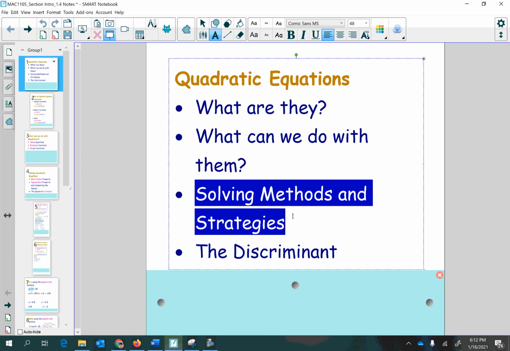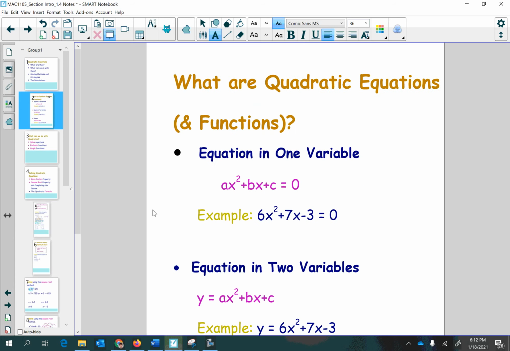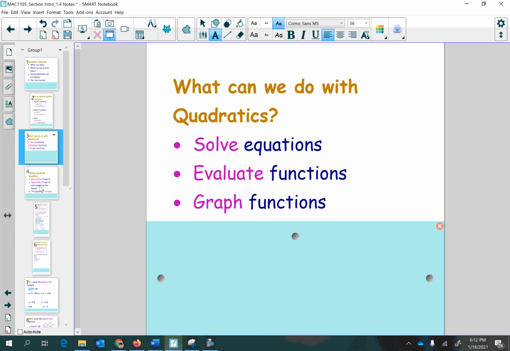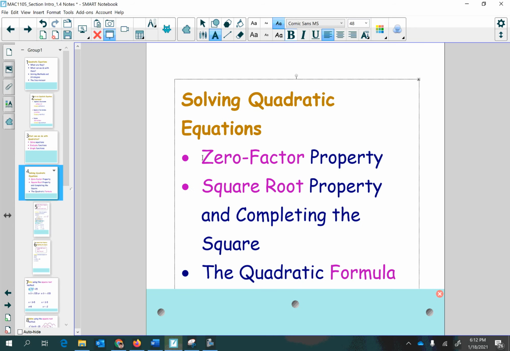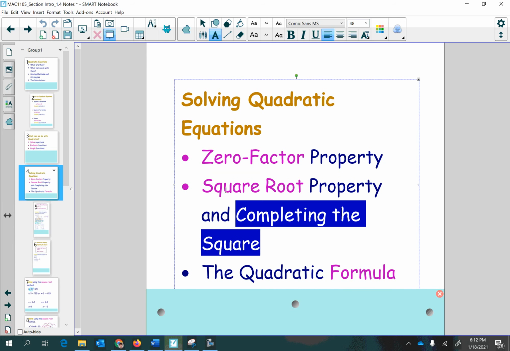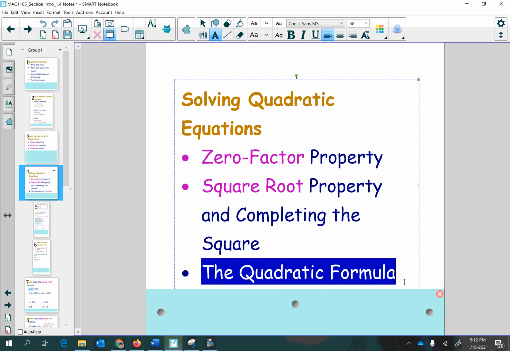What are the different solving methods and strategies? The three to remember are how to use the zero factor property, how to use the square root property, how to complete the square if you need to adapt it so that you can use the square root property, and of course the quadratic formula, which by the way works in every single case, right? For the zero factor property, you have to have something that factors, and for the square root property, you have to have something that is a perfect square, so you can take the square root of both sides. But the quadratic formula works no matter what.